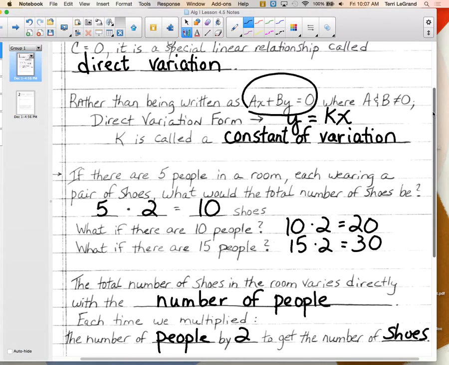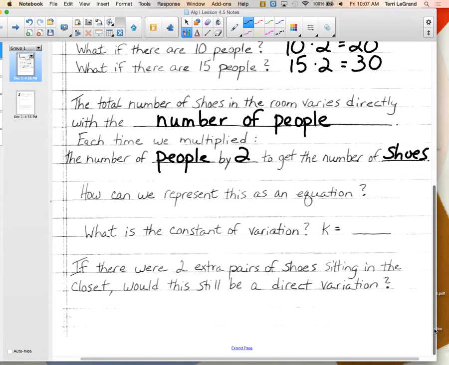So when I put 2 extra pair in the closet, now we can't just take the number of people that are in the room and multiply by 2, because we have to add in those extra ones. So whenever you have to add in extra or take away, now you've lost the direct variation relationship.